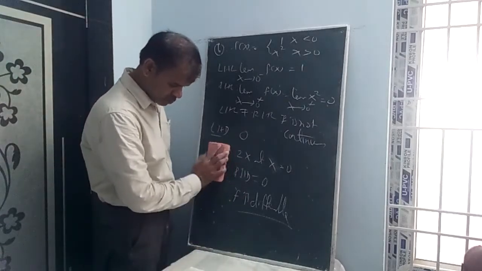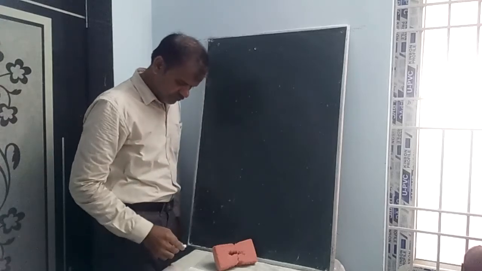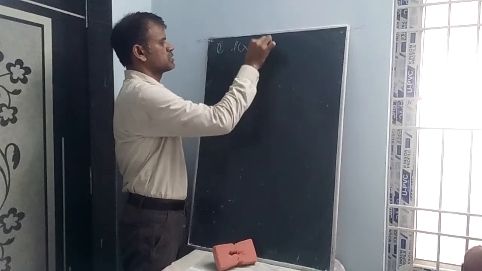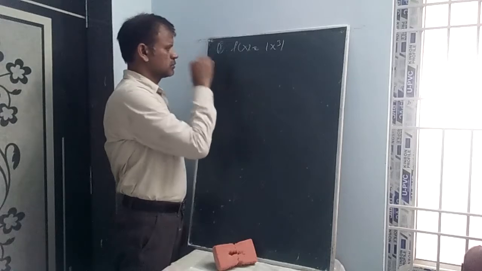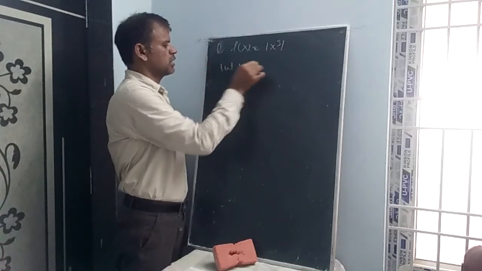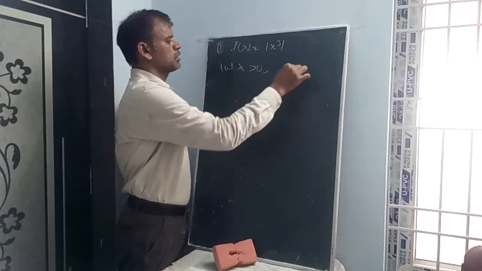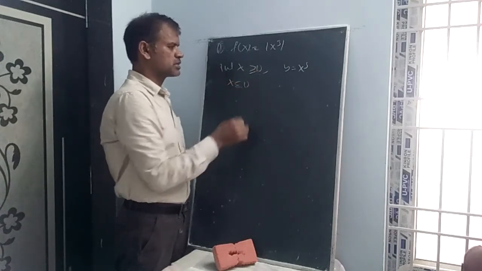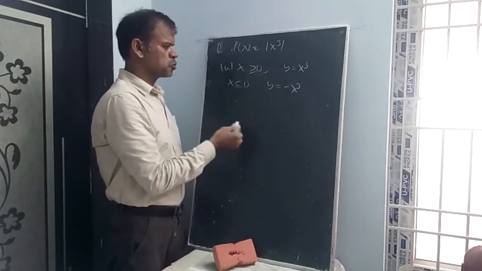Now let us discuss the 8th one. 8, 9, 10, 11, let us finish 8, 9, 10, 11. The function f of x is equal to modulus of x cube. He is asking whether it is differentiable. Put x greater than 0, so y is equal to x cube. When x is greater than or equal to 0 you write x cube, and when x is less than 0, y is equal to minus x cube.